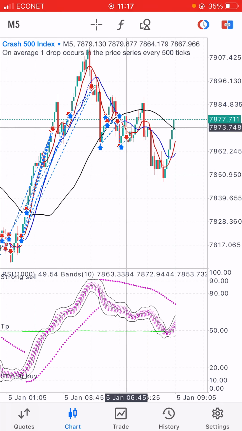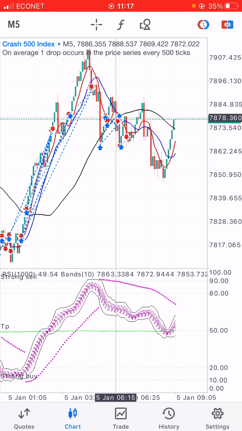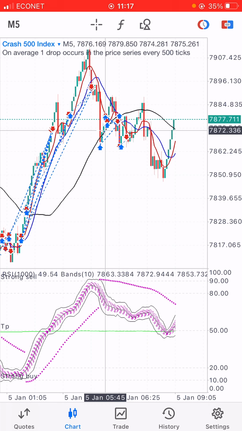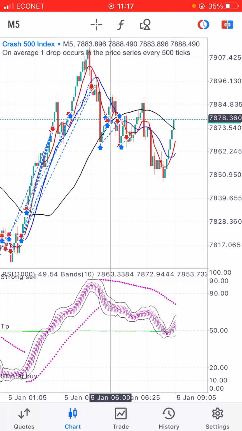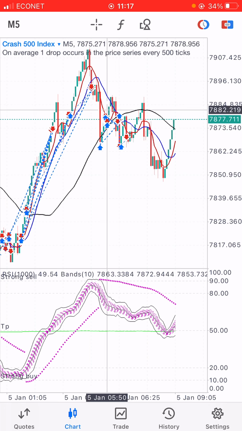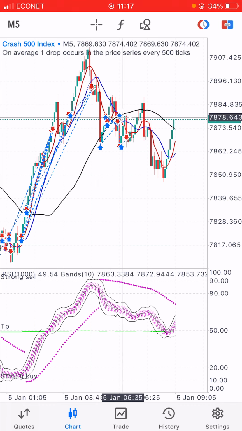The second entry or a re-entry would be if the blue and the red line, that is your SMA, sorry, these are simple moving averages, they're not exponential, your SMA 7 and the SMA 14 cross the black line, you're going to take a re-entry of the sell.